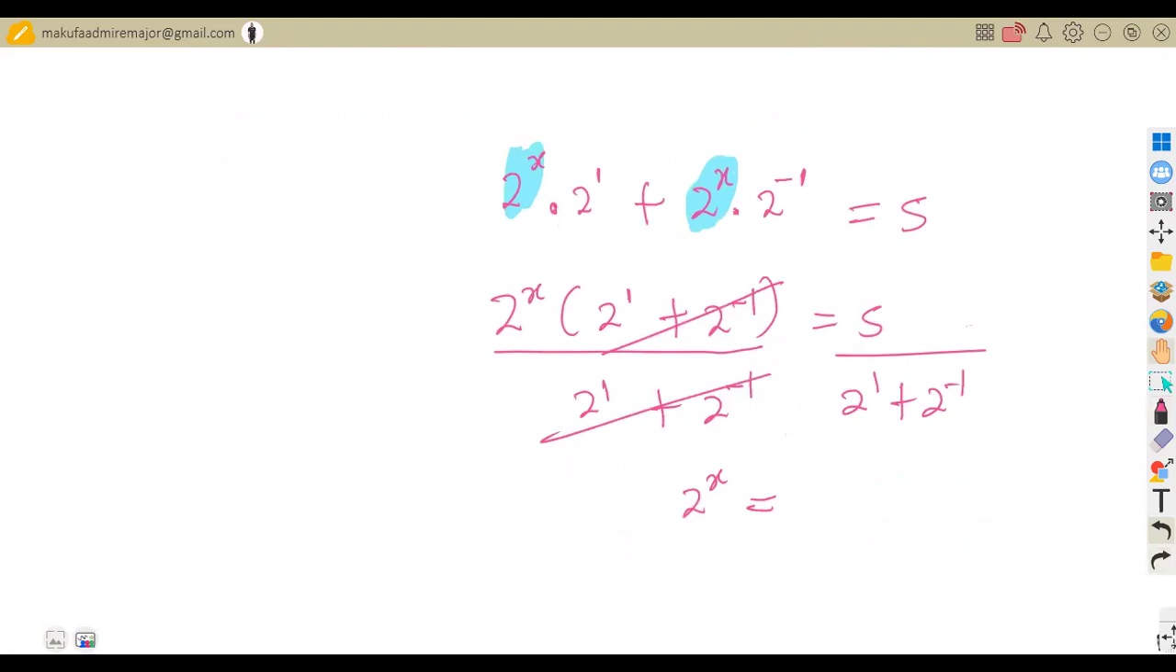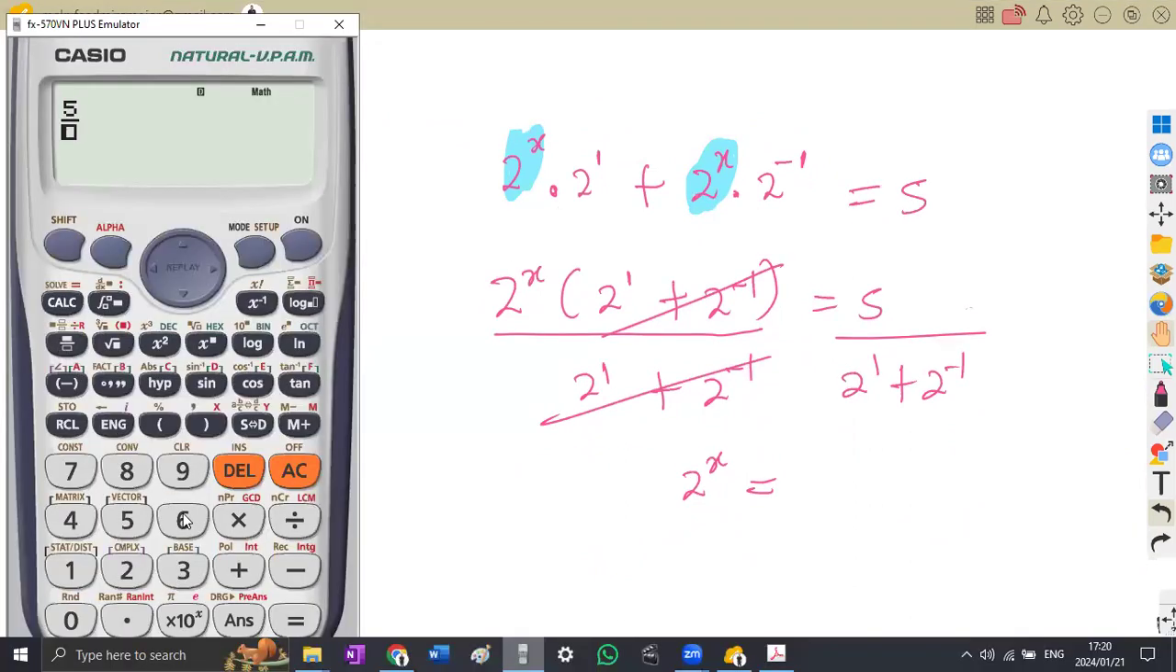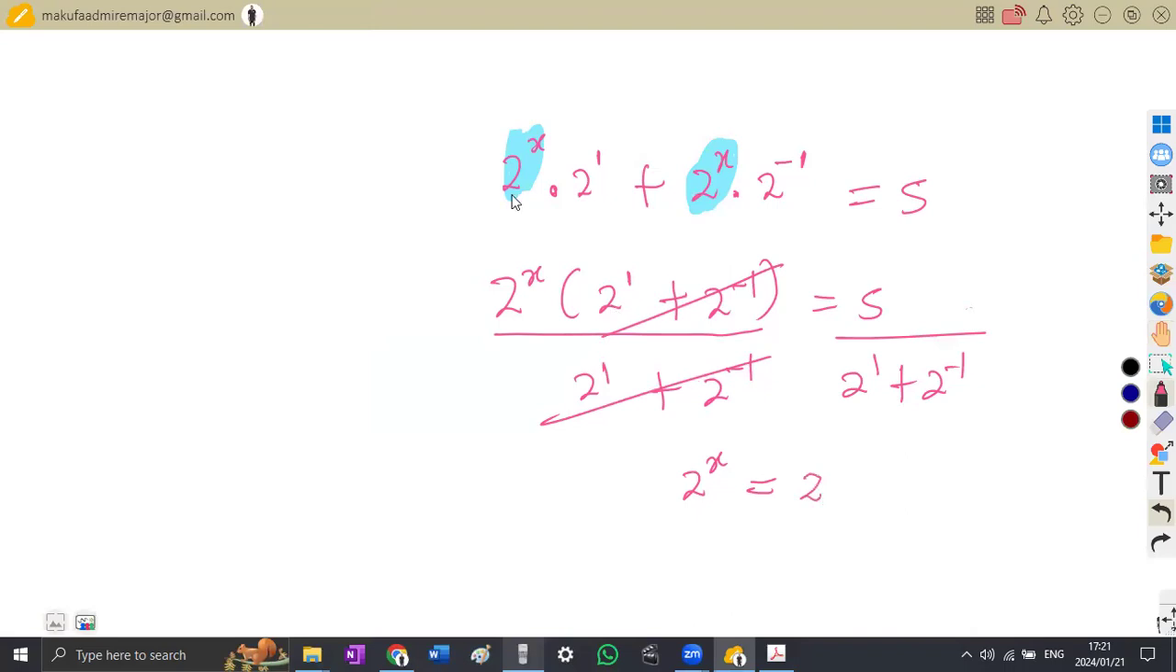All right, here we can even use our calculator, guys, even though we are asked not to use a calculator. But this one, guys, you can just use your calculator. No one is going to know that you've used a calculator there. That's 5 over 2 to the exponent of 1, which is just 2, plus 2 to the exponent of a negative 1 like this. This is going to give us a positive 2, just a positive 2.